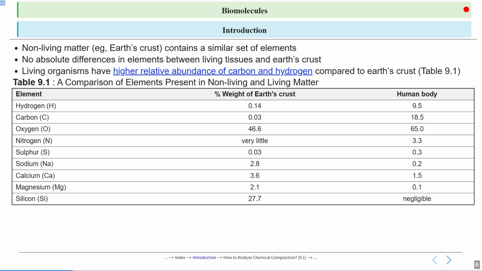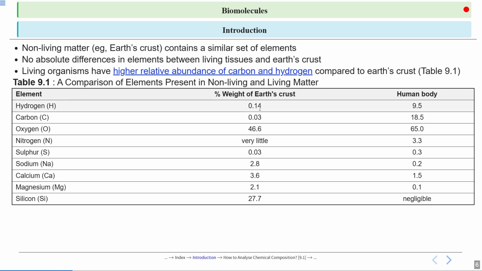Okay. So here on the left hand side, you can see the elements are listed. The elements are hydrogen, carbon, oxygen, nitrogen, sulfur, sodium, calcium, magnesium and silicon. All of these elements are present in non-living things, which is the earth crust, and living things as well, which is the human body. You can see the percentage is also given here: percentage weight of these elements in earth crust and in the human body.